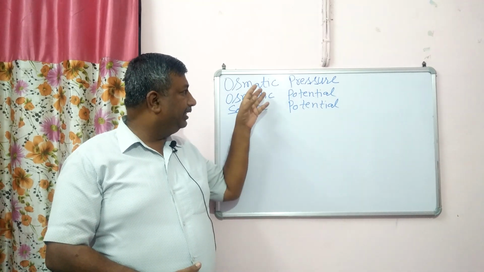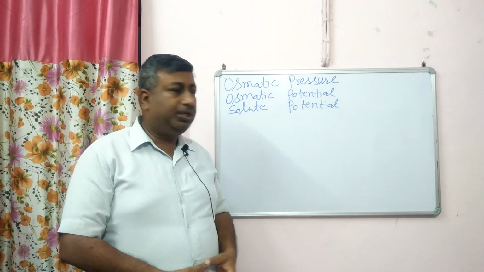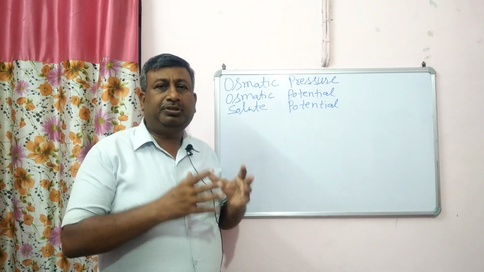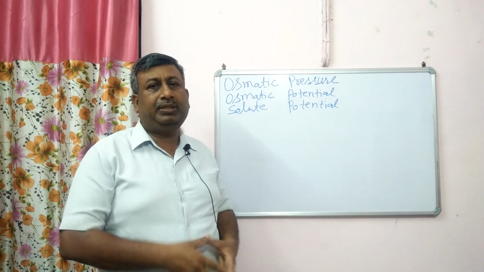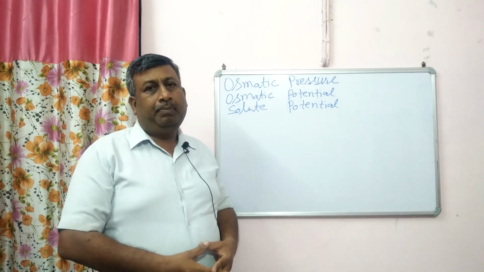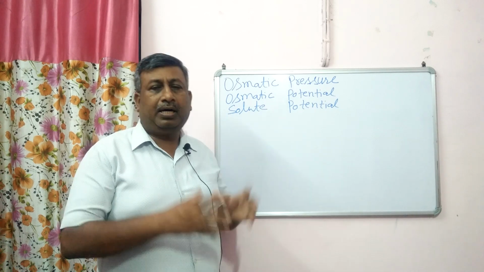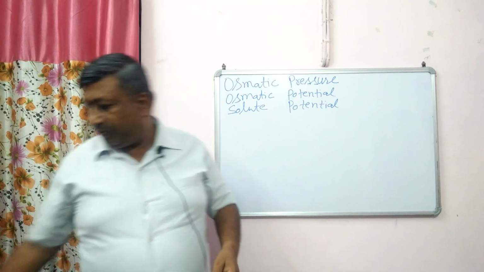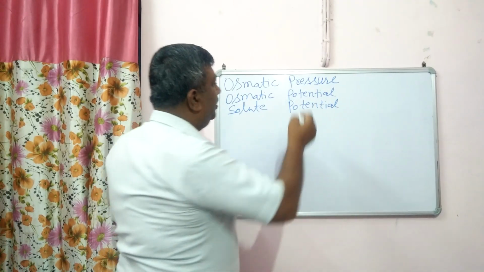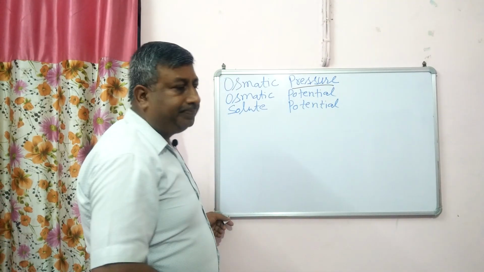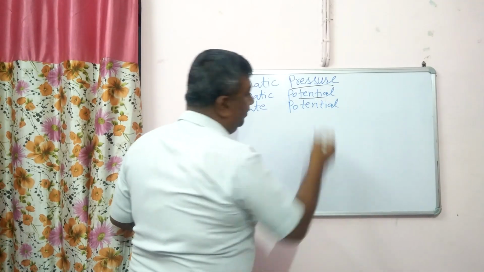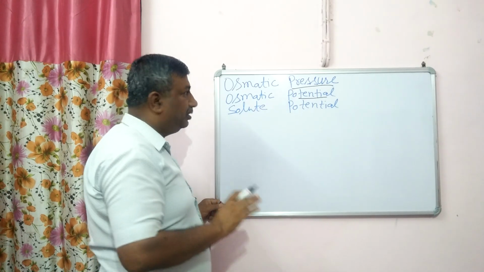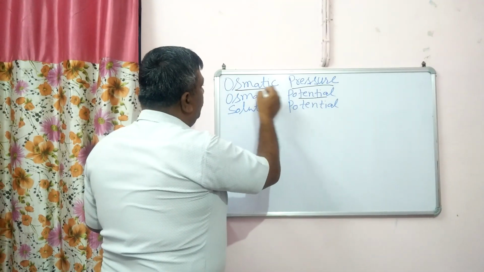So all these three, osmotic pressure, osmotic potential and solute potential, these three terms are synonymous. We can say equal, but their interpretation is different, but as such they are same. So there is no difference, but interpretation is different. So the first term is osmotic pressure. This is the pressure, and this is the potential, and this is also potential, but this is the solute potential, this is osmotic potential. So the main word is osmotic.